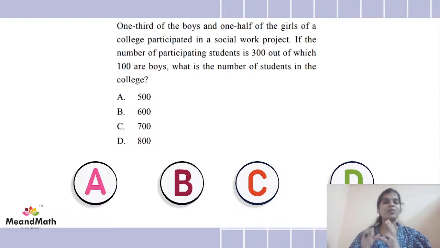So one-third of the boys are there and one-half of the girls are there. They are participating in some activities, college activities. If there are 300 students, out of which 100 are boys, what is the number of students in the college? We need to find the number of students in the college. Now shall we start working this question? Yes.